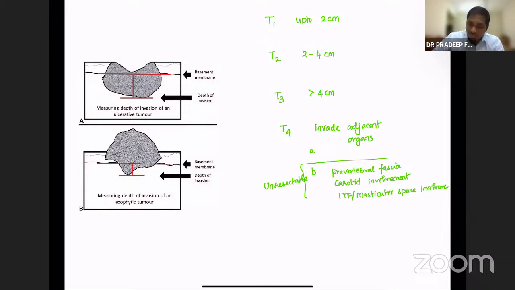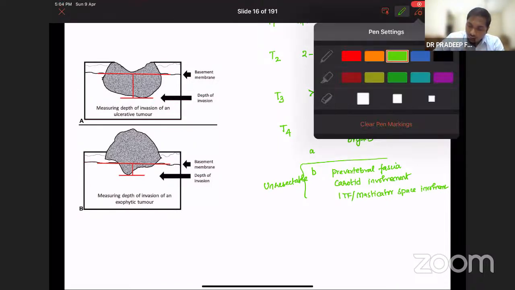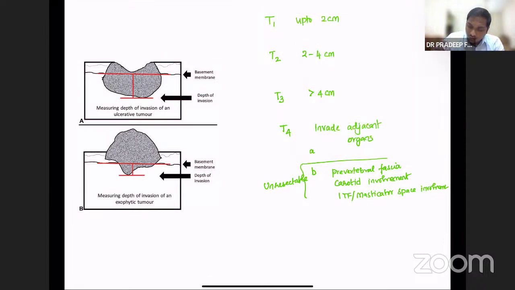And they included the important thing with the T stage, that is the depth of invasion. Up to 2 centimeter when the depth of invasion is less than 5 mm. 2 to 4 centimeter when the depth of invasion is 5 to 10 mm. When the depth of invasion is more than 10 mm, this is T3.